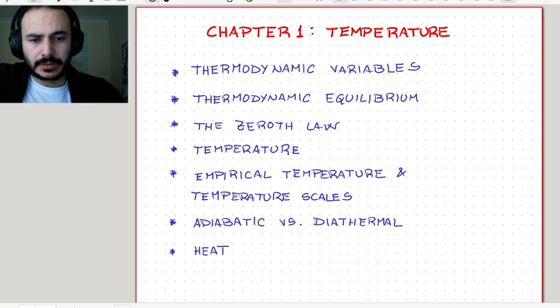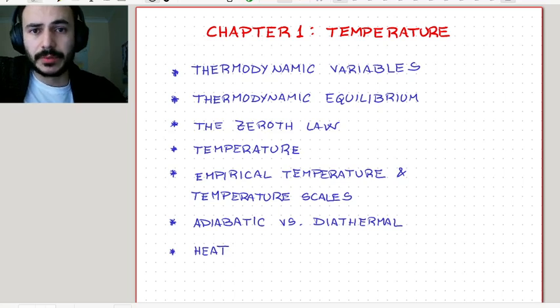In particular, we will discuss thermometry and how we measure temperature, and we're going to make an important distinction between the temperature that you can measure with a thermometer, which is what I would call empirical temperature, and the true thermodynamic temperature, which is the underlying thermodynamic property.